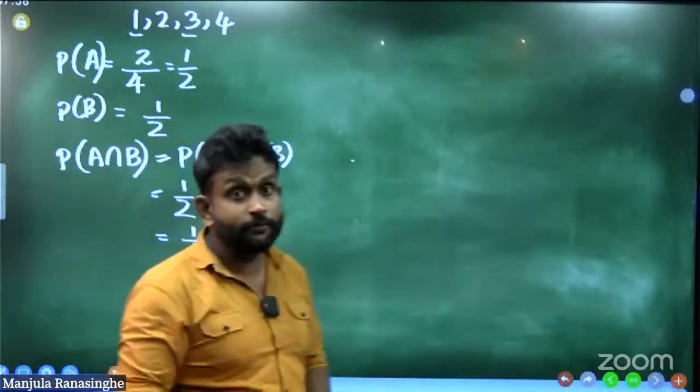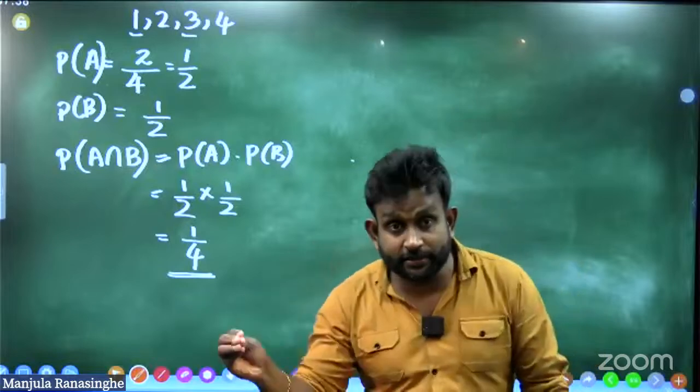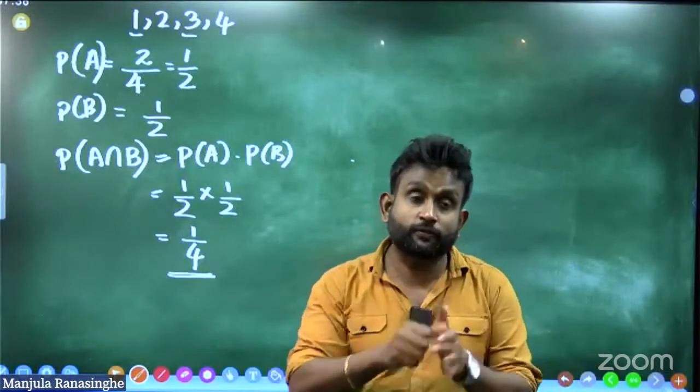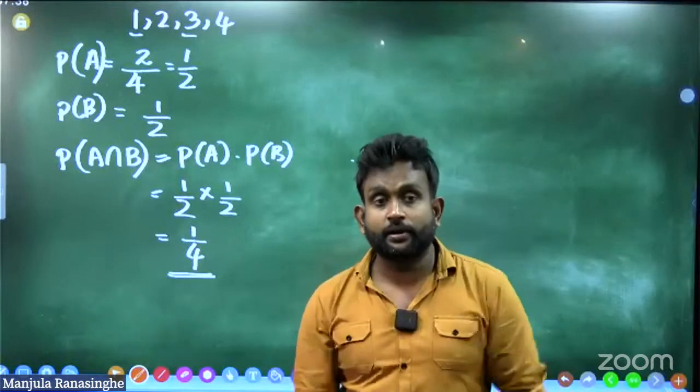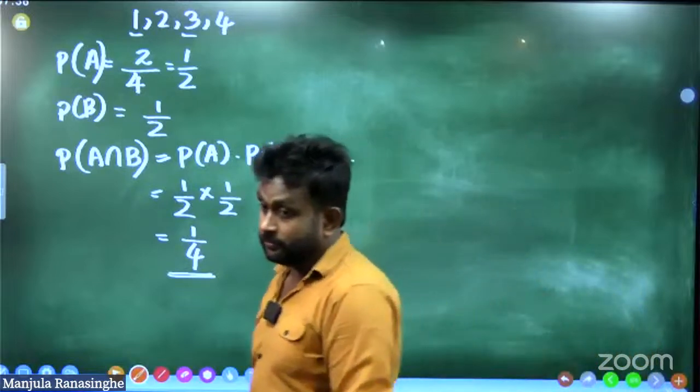Always when two events are being discussed, just multiply the probabilities of the two events if they are independent to see the result of both events happening. Hands up those who got this answer, 1 upon 4, for this question. 1 upon 4.